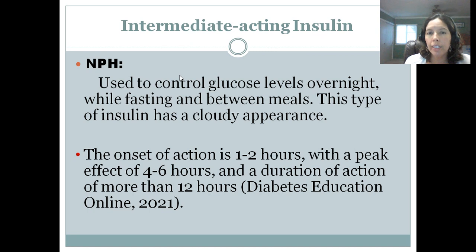While intermediate-acting insulin, such as NPH, is used to control glucose levels overnight while fasting and between meals. This is the only type of insulin that has a cloudy appearance. The onset of action is 1 to 2 hours with a peak effect of 4 to 6 hours and a duration of action of more than 12 hours.